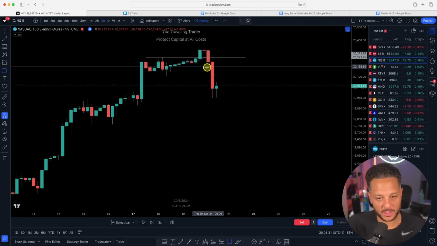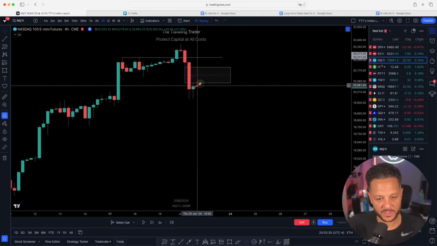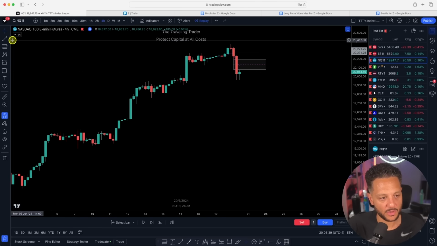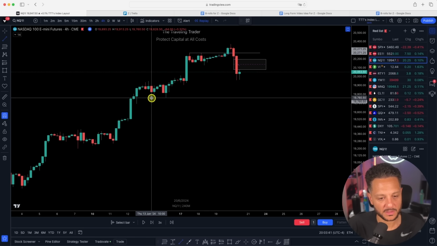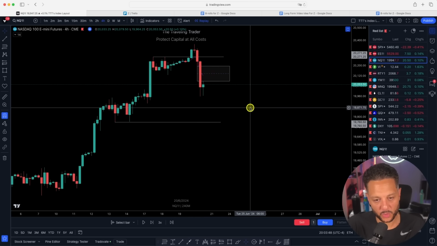So where's the draw on liquidity? Well, you do have a fair value gap here, which price can get drawn to, but you also have equal lows here. Equal lows are a form of liquidity. So where does price want to go?